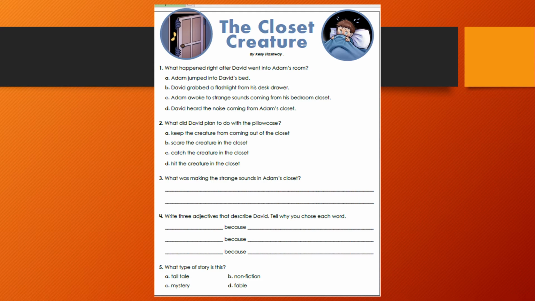Question number 4. Write 3 adjectives that describe David. Tell why you chose each word. You're going to write 3 sentences there, and in each sentence you're going to use the word because. Question number 5. What type of story is this? A. A tall tale. B. Non-fiction. C. A mystery. D. A fable.